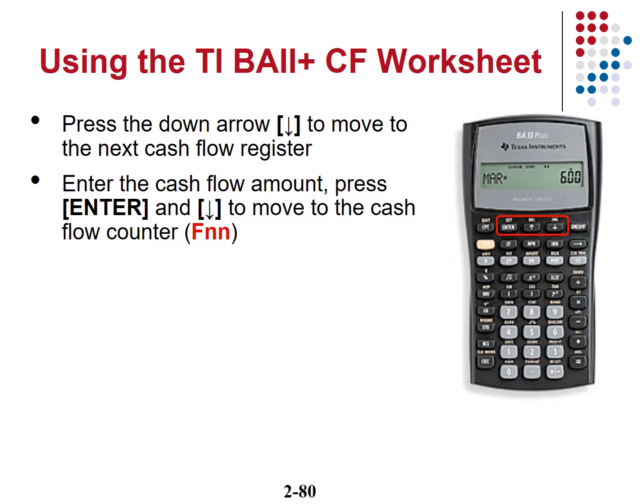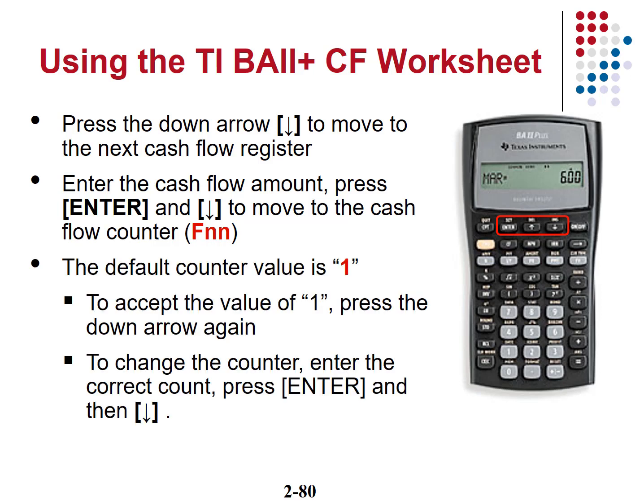If successive cash flows are the same amount, you don't have to, but you can, enter each one separately. You can use the frequency counter to tell the calculator how many cash flows in a row are the same. The default value is 1. Continue entering cash flows and frequencies until all are entered.